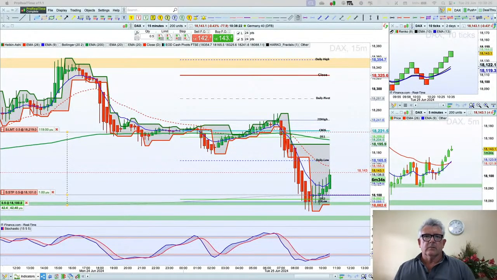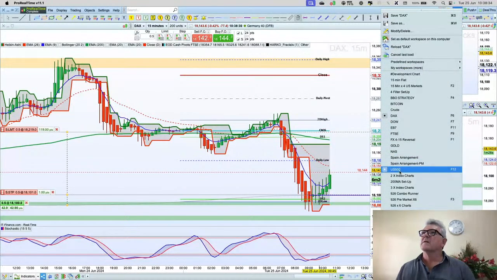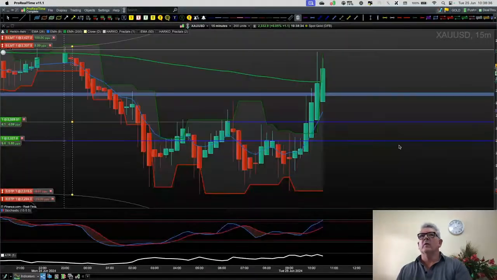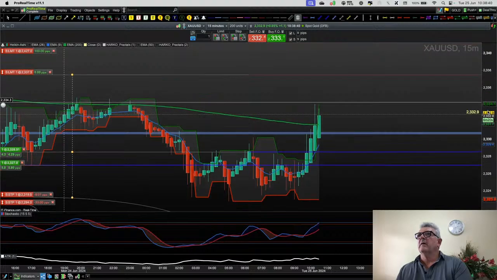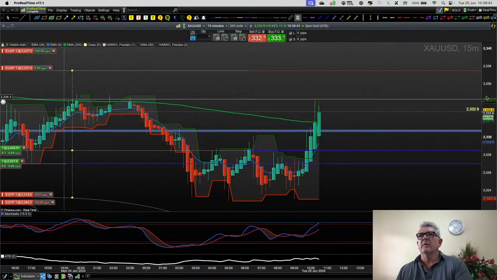What else? Gold. Yes, gold's moving still. Expect gold to make a bit more of a swifter move when the American market opens this morning. You normally get some impulsive move.